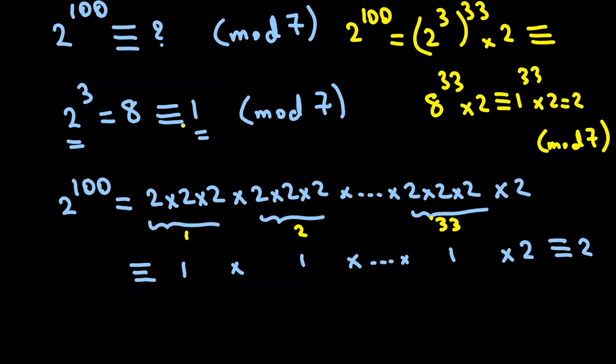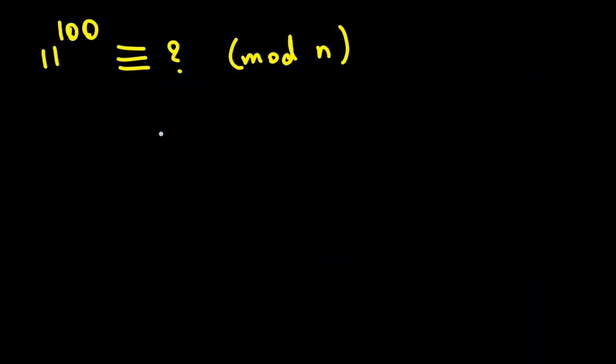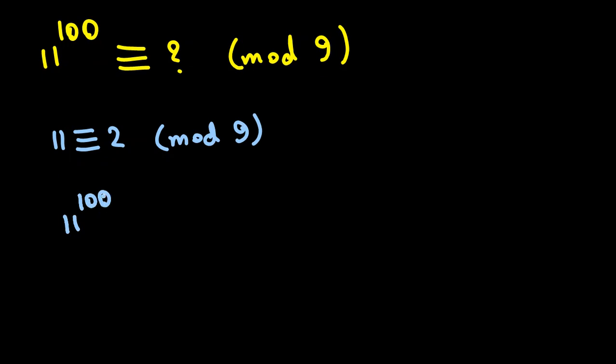So we can find many remainders of powers of large numbers like this problem, the Stanford problem. You can use congruence. For a second example, you want to find 11 to the power of 100 mod 9. Here we want to find the answer mod 9. So you say 11 is what? 11 is congruent to 2 mod 9. So 11 to the power of 100 is congruent to 2 to the power of 100.